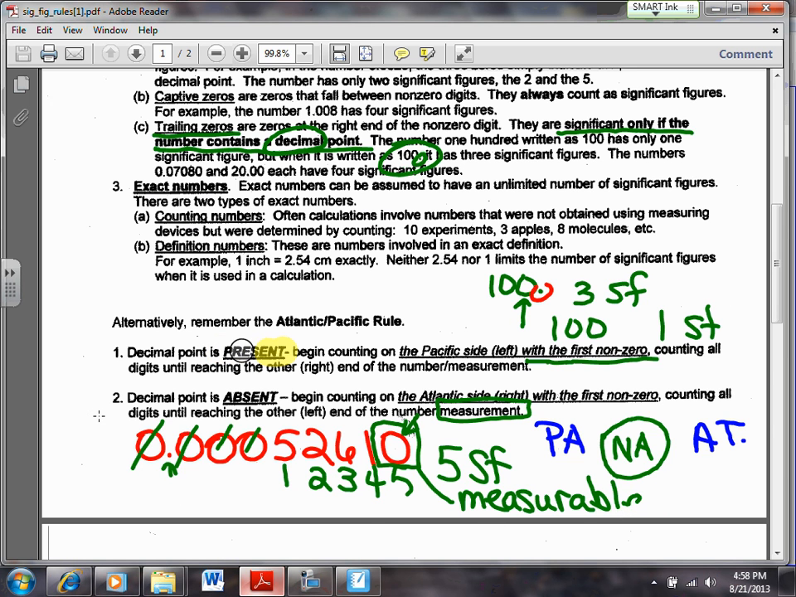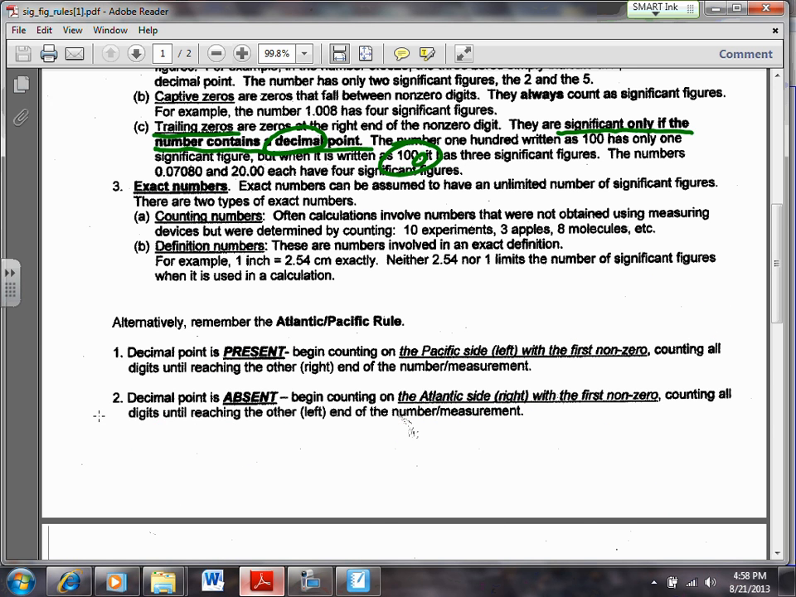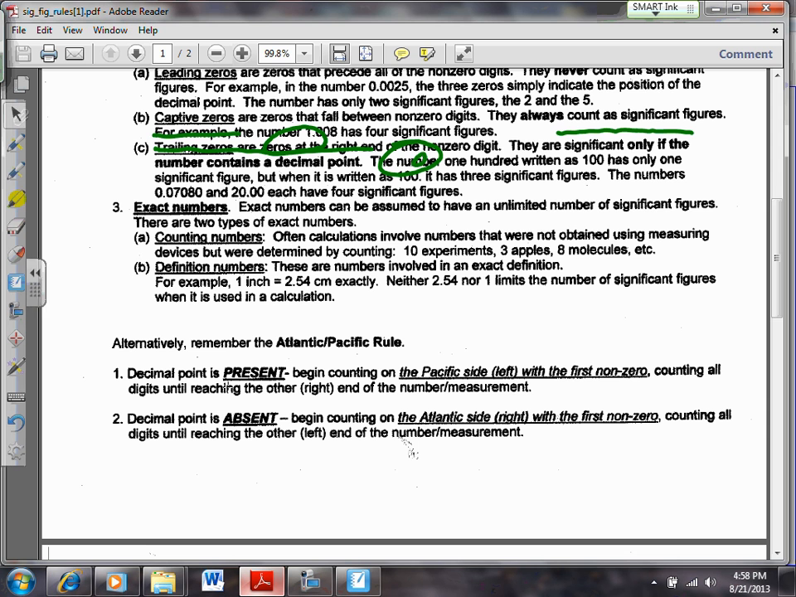Okay, so let's erase all of this stuff. Let's look at if the decimal point is absent. So absent, let's go back to the highlighter. Absent goes with Atlantic. Got it? So if the point is absent, begin counting on the Atlantic side with the first non-zero digit, counting all of the digits until you reach the other end of the measurement. So here's the example.